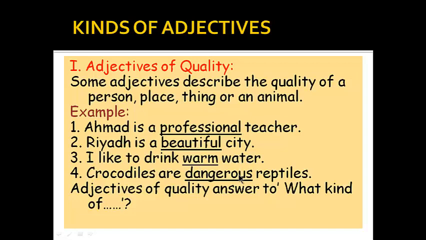Example number 4 refers to something that is dangerous. Dangerous reptiles. The word dangerous is an adjective. Adjectives of quality answer the question, what kind of. The students should ask themselves what kind of teacher he is. A professional teacher. An example number 2, what kind of city? Beautiful city.